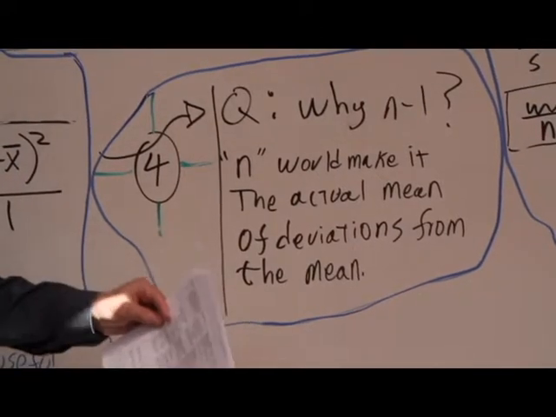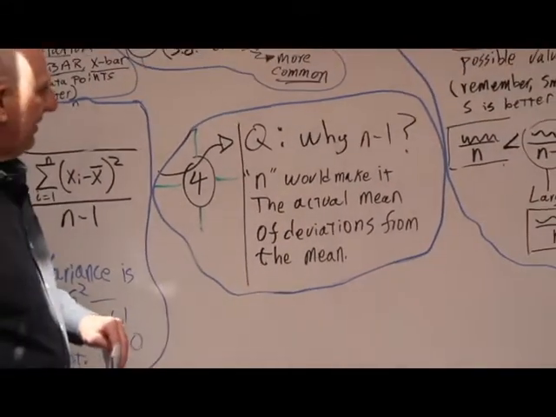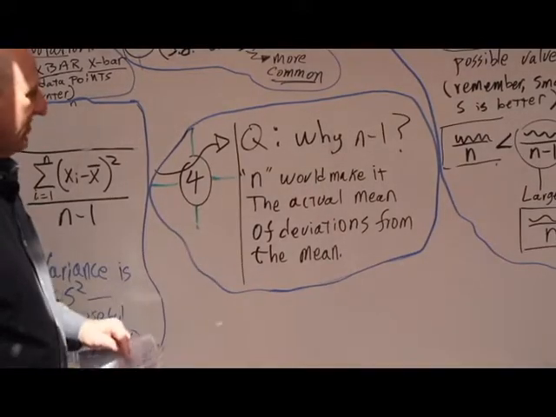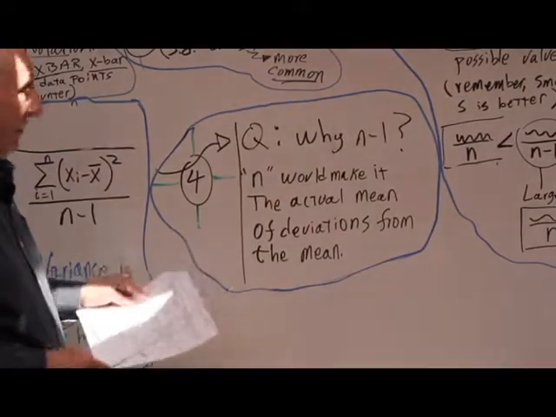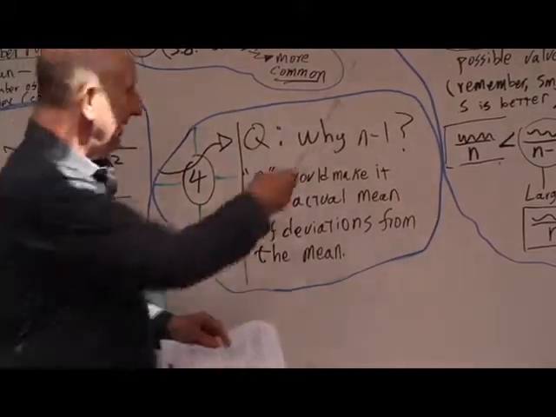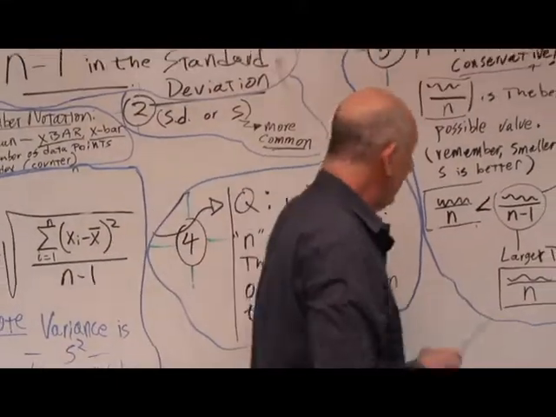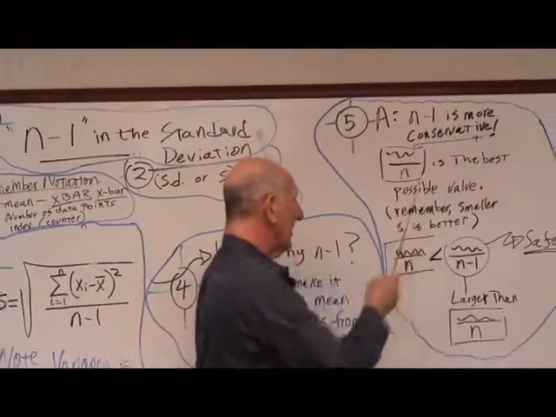It tends to be meaningful, to make a horrible pun. Okay, but we don't use n. We use n minus 1. Why? Okay, and the answer is up here, and it is that n minus 1 is more conservative.